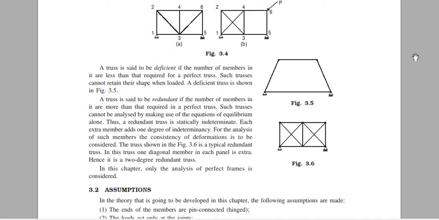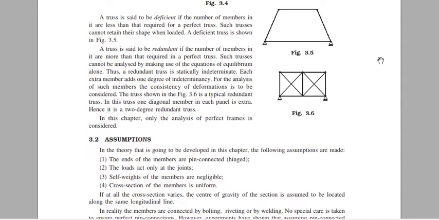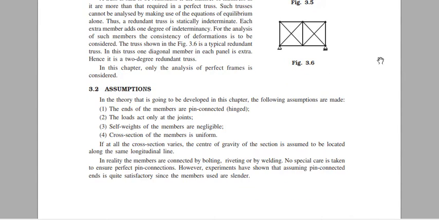The truss shown in Fig 3.6 is a typical redundant truss. In this truss, 1 diagonal member in each panel is extra. Hence it is a 2-degree redundant truss. In this chapter, only the analysis of perfect frames is considered. 3.2 Assumptions in the theory that is going to be developed in this chapter.